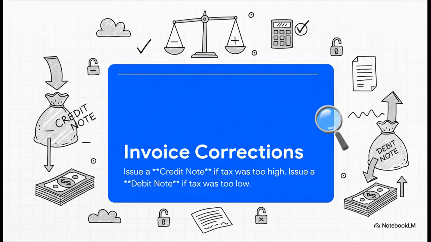But hey, people make mistakes, right? So what happens if you get an invoice wrong? Don't worry, there are official tools to fix it. If you charge too much VAT, you issue a credit note. If you didn't charge enough, you issue a debit note. These are the proper, official ways to correct an invoice after it's already been sent.